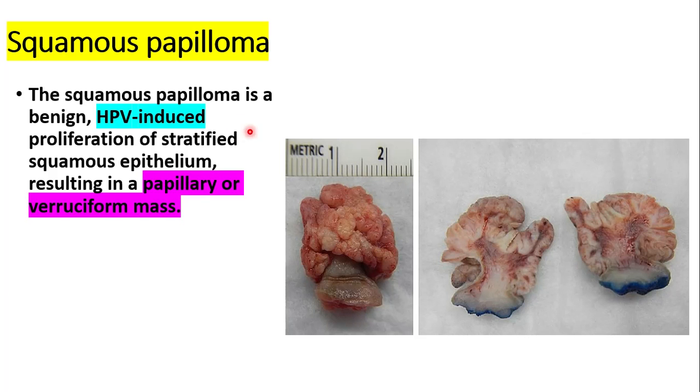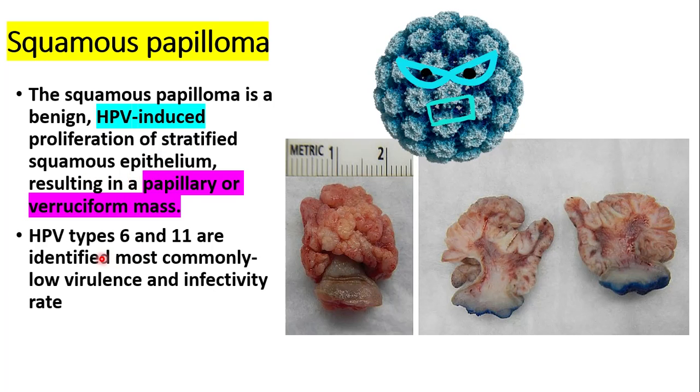Now, starting with squamous cell papilloma, to be honest, its name is quite self-explanatory. The squamous papilloma is a benign human papillomavirus-induced proliferation of the stratified squamous epithelium, resulting in a papillary or verruciform mass. So the main culprit here is the human papillomavirus, and the victim is the stratified squamous epithelium. The most commonly identified strains of the papillomavirus here are 6 and 11. And unlike the other human papillomaviruses, they have a rather low virulence and infectivity rate.